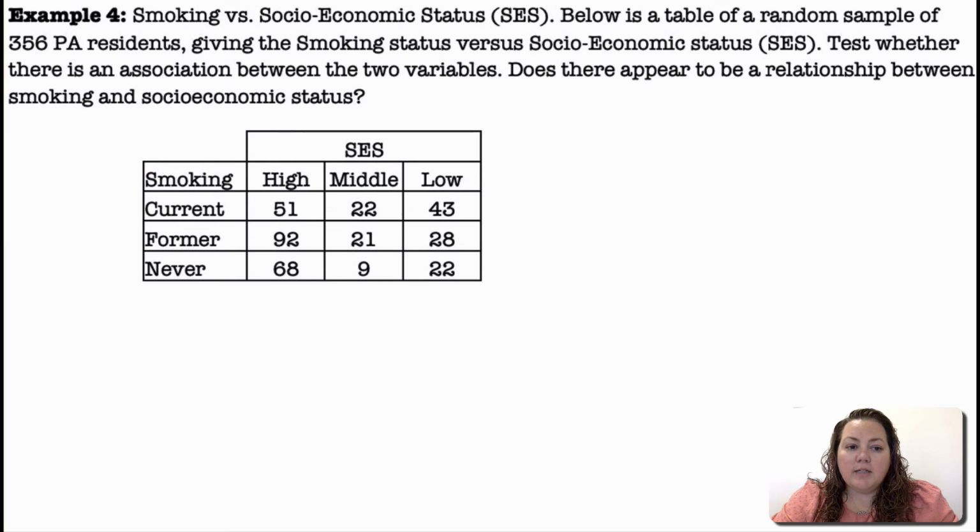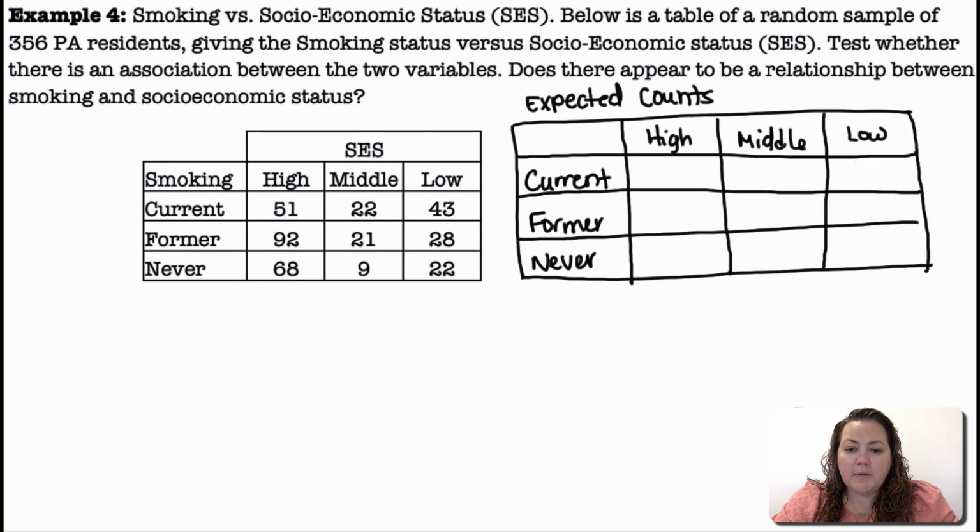All right, our next example, example 4, smoking versus socioeconomic status. Below is a table of a random sample of 356 PA residents. Giving the smoking status versus socioeconomic status, test whether there is an association between the two variables. Does there appear to be a relationship between smoking and socioeconomic status? So I see both association and relationship, which are leading me to a chi-squared test for independence.